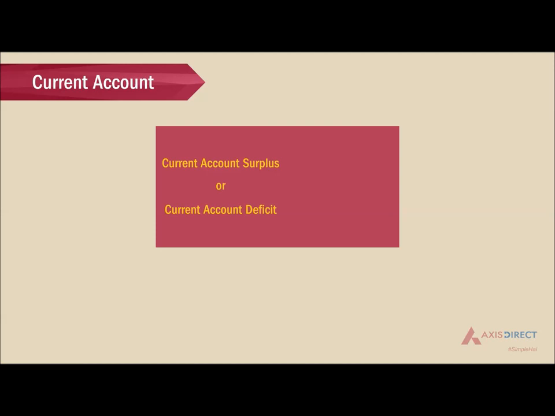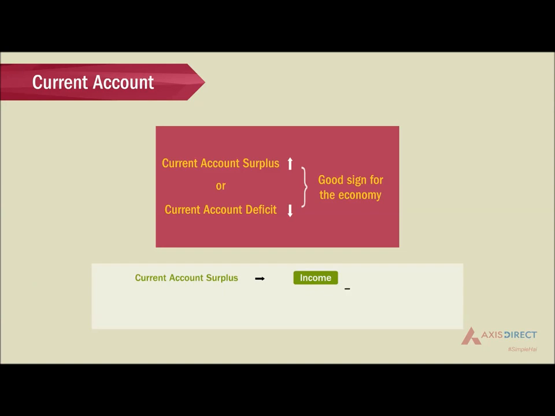If the current account surplus is increasing or deficit is decreasing, then it is a good sign for the economy and vice versa. Current account surplus is when income is more than expenses or the difference is positive. Current account is deficit when expenses are more than income or the difference is negative.